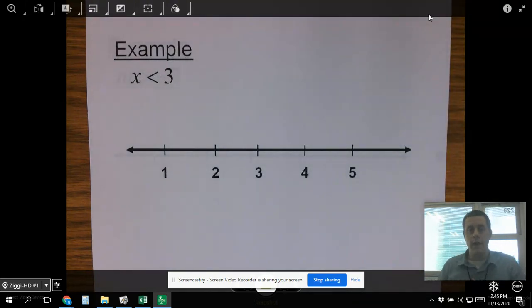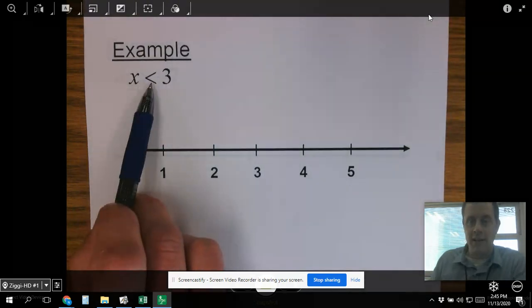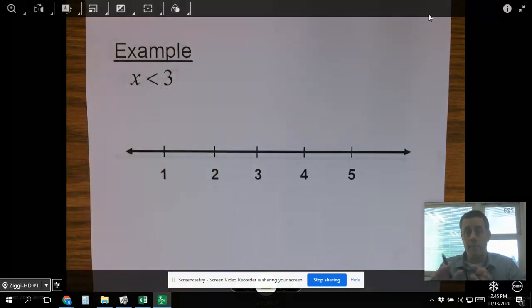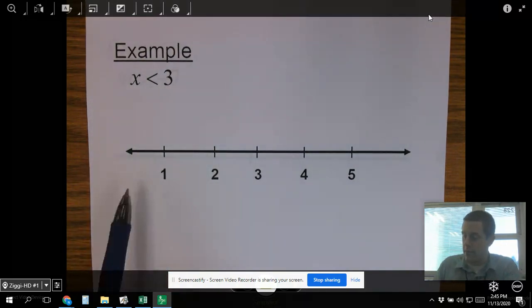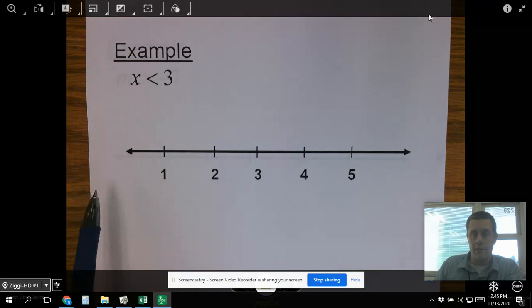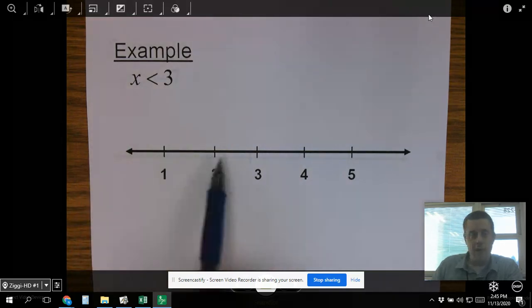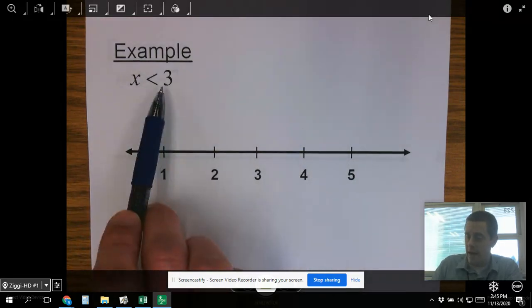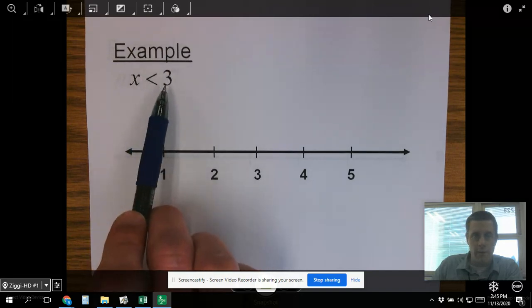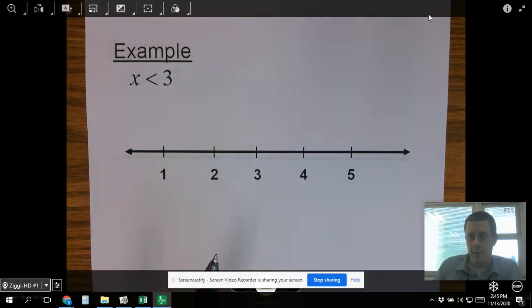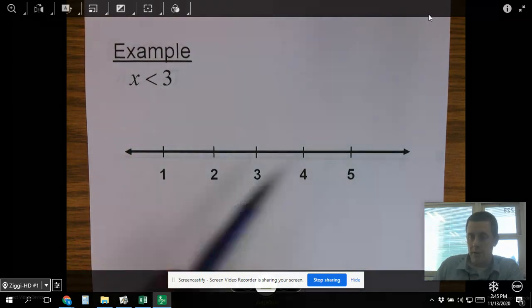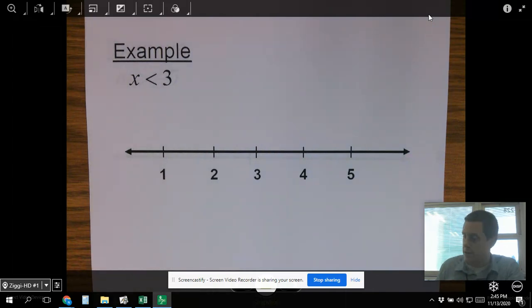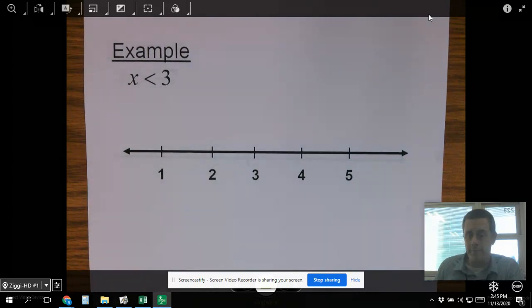So the first inequality I want to graph is x is less than 3. If you could, pause the video for a moment, create yourself a number line. I like to have 5 tick marks on my number line, and then whatever the given value in the inequality is, in this case a 3, make that your center tick mark. So pause the video, make yourself a number line. When you're ready to graph, hit play, and we can do it together.